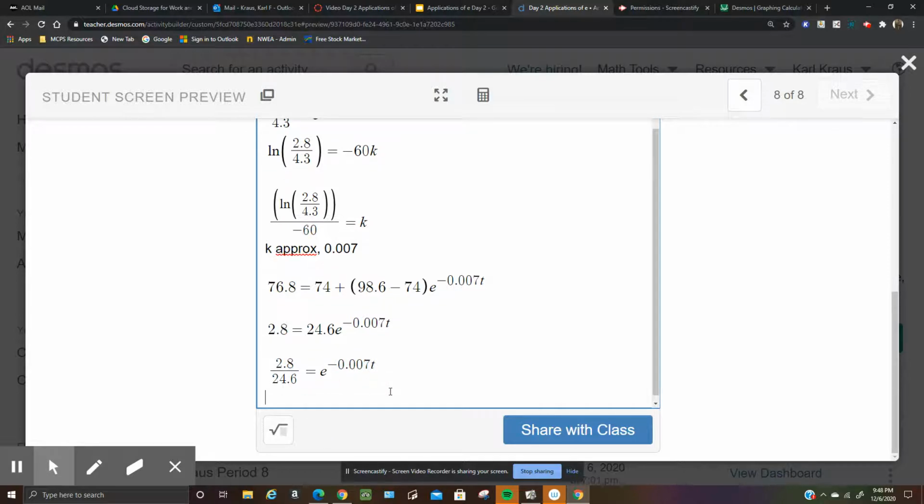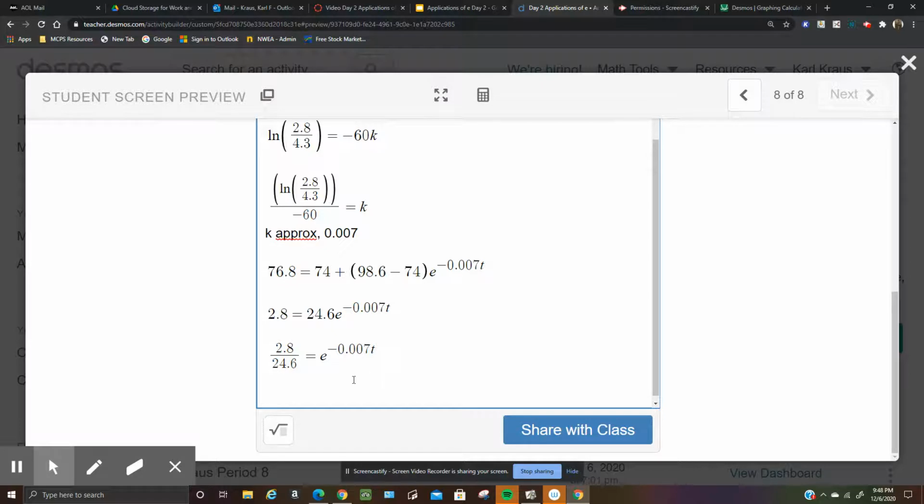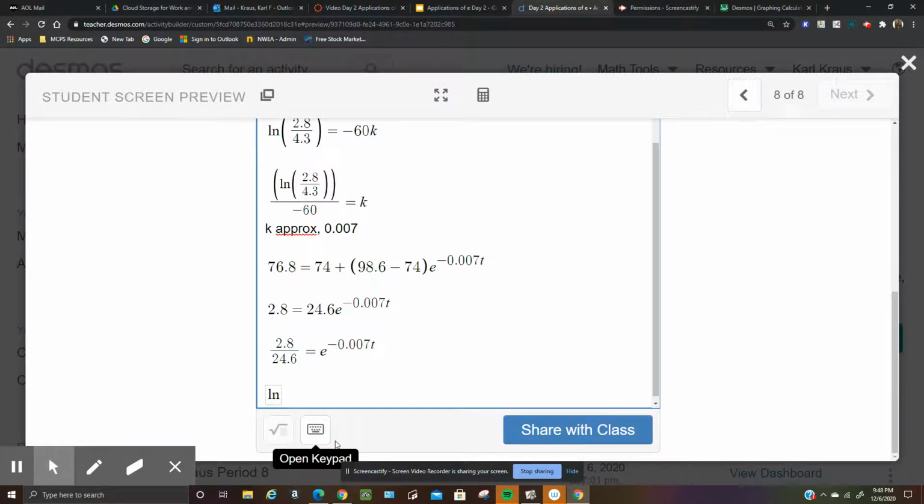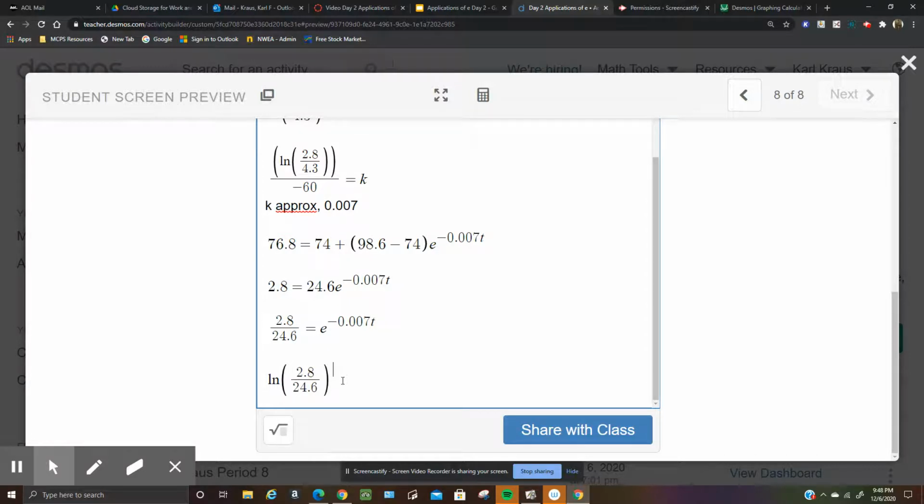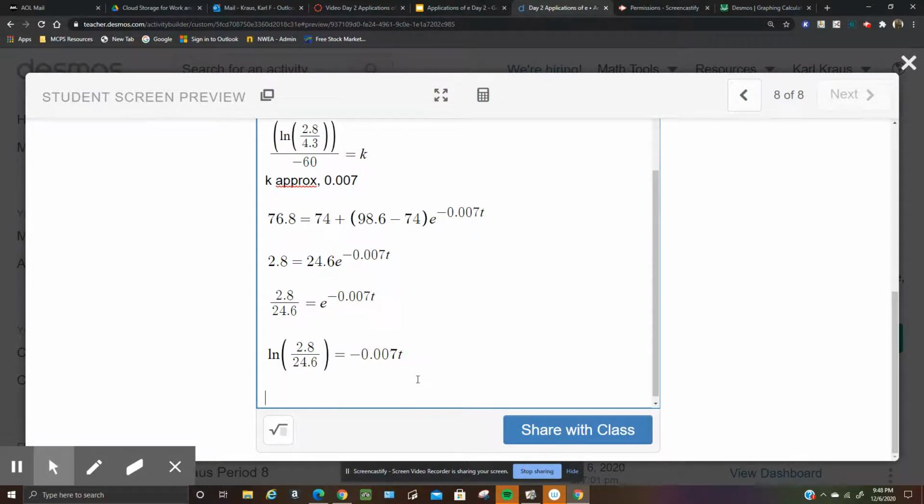And once again, change this to log, so natural log 2.8 over 24.6 equals negative 0.007 T. So finally divide by the K value there.